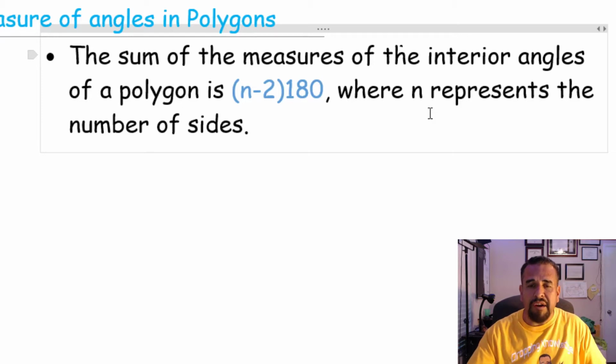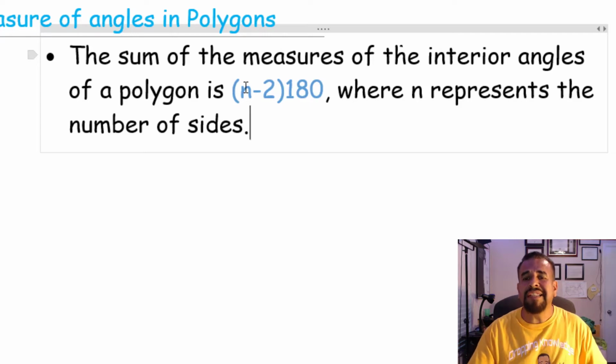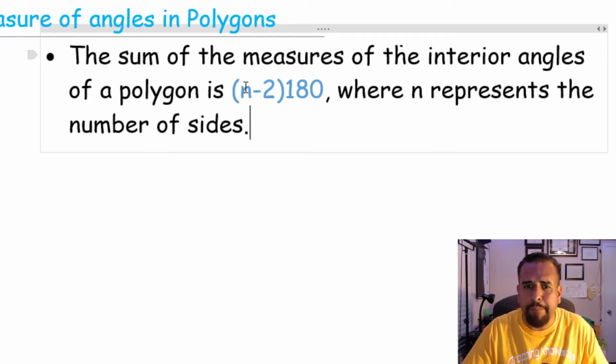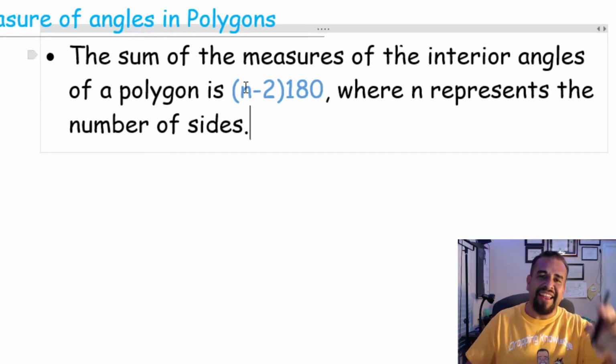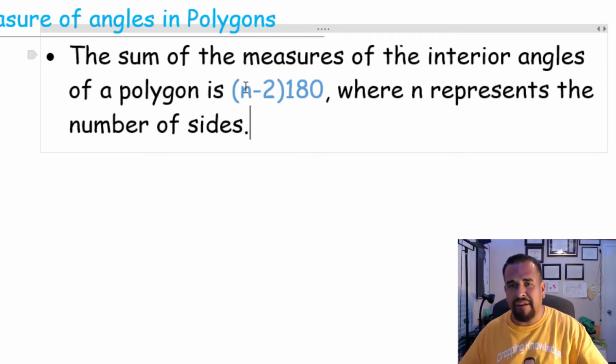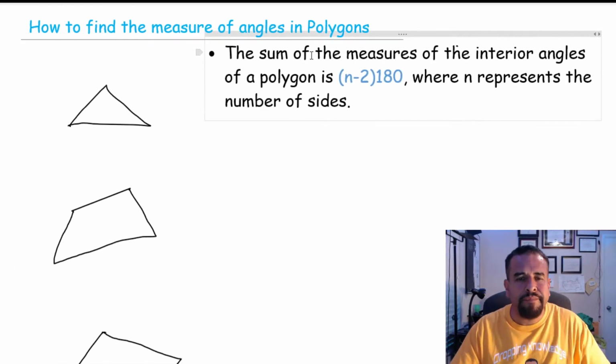So it says n represents the number of sides. We're going to take the number of sides of whatever polygon we have, and we're going to replace that n with it. And then we're just going to solve to tell us how many degrees that particular shape has. That's it. Thank you for coming. Hey, if you got some value, I'm just kidding. Let's go through it.